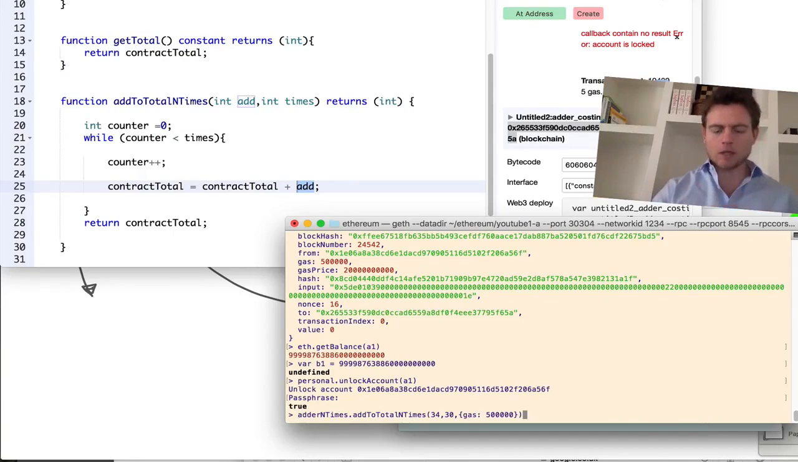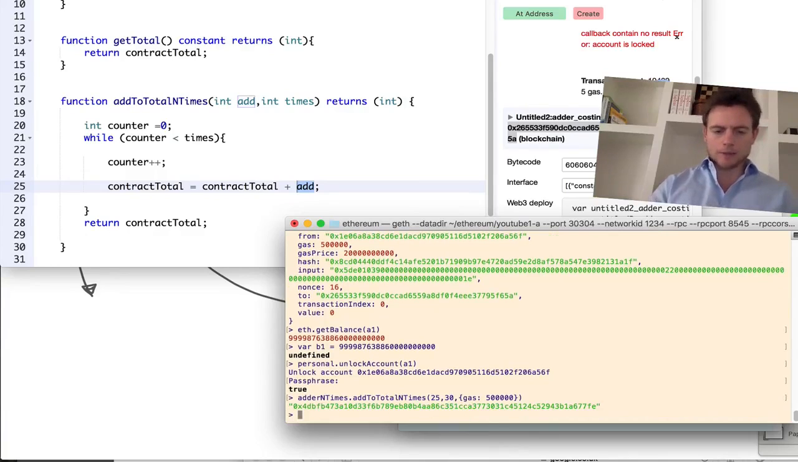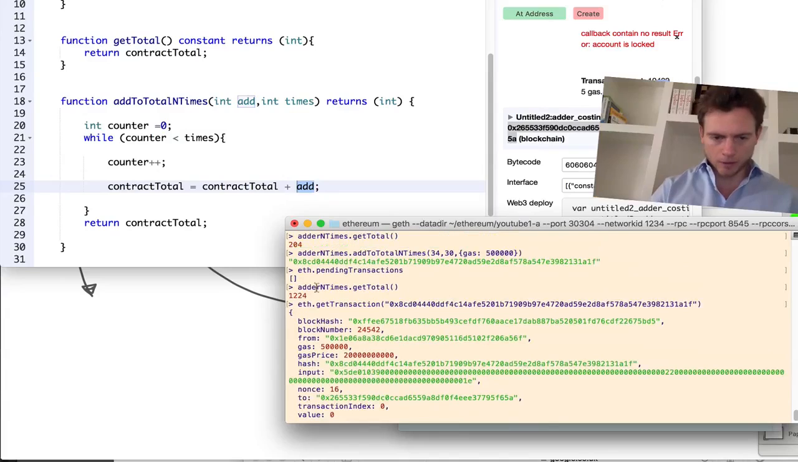So we're going to call this method again. I'm going to ask it to add 34 to the total. Let's just spice it up a bit and use a different number. Doesn't make any difference, right? And I'm going to do it 30 times. So we have a transaction there. Let's just check the total while we're waiting.